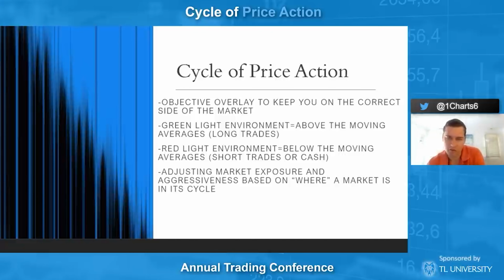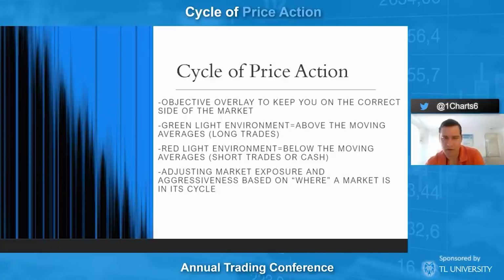So in what I call a green light environment, price is above the moving average, or maybe it's coiling below the moving averages and getting ready to break above. I really only take long trades. And then in a red light environment, where we're below the moving averages or possibly getting ready to drop below the moving averages, I'll mostly be in cash, but you could take some short trades too. It's basically just a signal to me, hey, this environment is not beneficial to making money, so go into protection mode. So that's key for me.